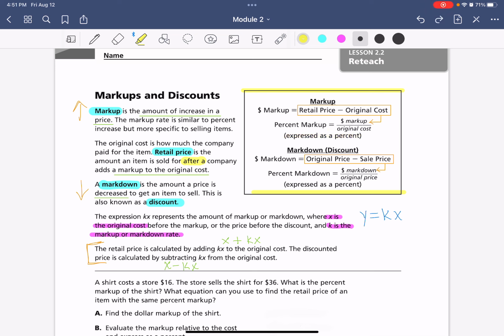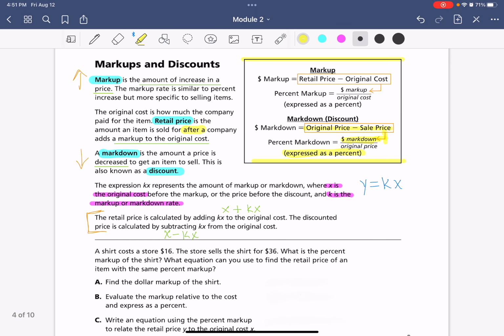The same setup applies for a markdown or a discount. You're going to do your original price minus your sale price, and then you're going to take that dollar markdown, put that in your numerator, and again over your original price. And same thing, we are expressing that as a percent.